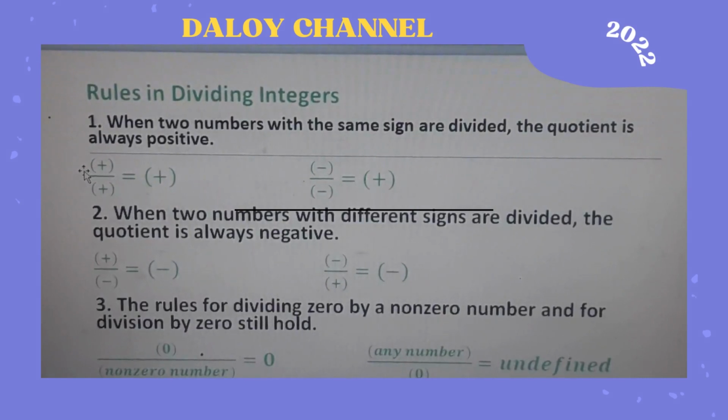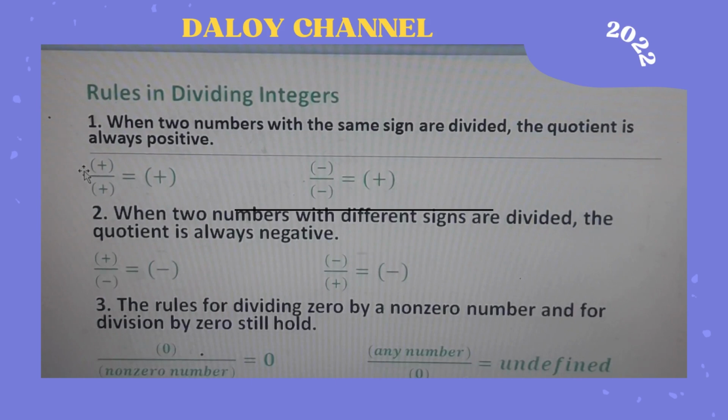The rules in dividing integers: when two numbers with the same sign are divided, the quotient is always positive. That follows dividing positive by positive is positive. Dividing negative by negative is positive. Second rule: when two numbers with different signs are divided, the quotient is always negative. That follows positive divided by negative is negative. Negative divided by positive is negative.